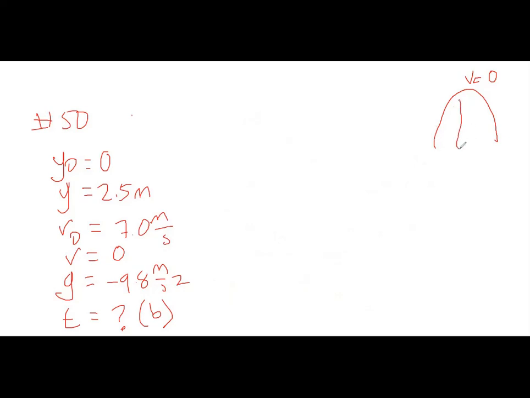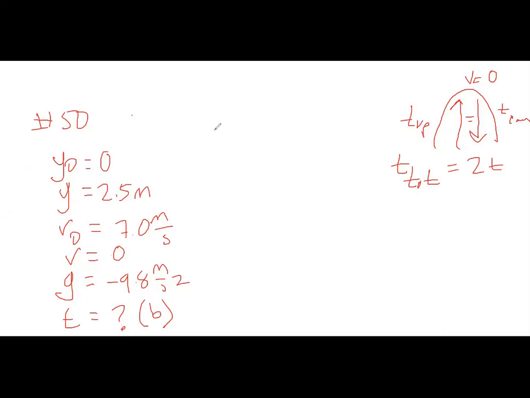As the kangaroo goes up, maybe it's a girl kangaroo, and then comes back down, the time up equals the time down. So the total time, T total, is going to be 2T. Since we know the velocity at the top is 0, we can find the time up. So we're going to use these variables and find the time for one way of the trip and then multiply it by 2.